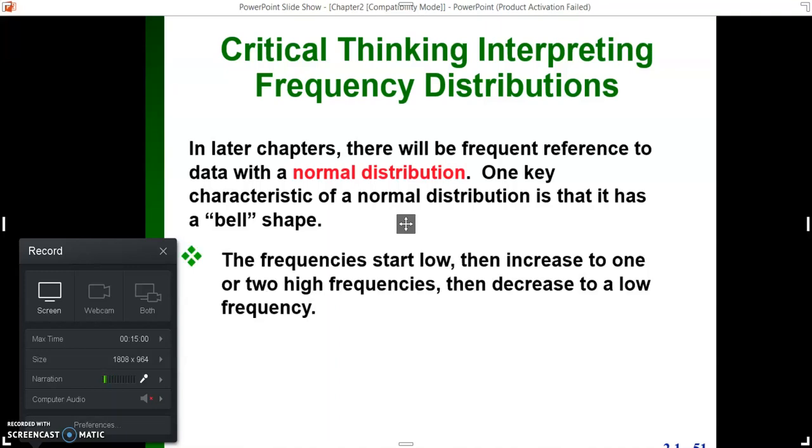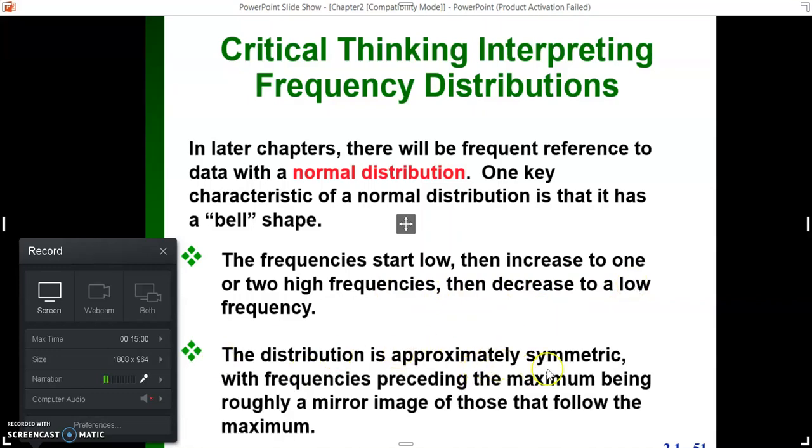Before the histogram, you have to know the normal distribution. Later on, you are going to learn what a normal distribution means. It looks like a bell shape. For example, starting from the lowest, you go up to the peak point and go down to the lowest. So the shape is like a bell. That is called the normal distribution. You can see the frequencies start low, then increase to one or two high frequencies, then decrease to a low frequency.